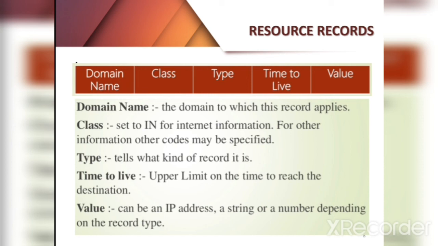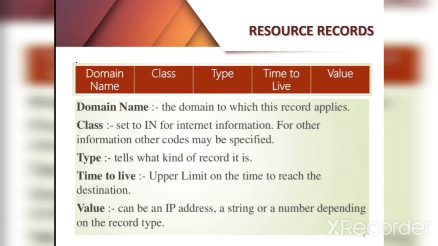For example, if it is internet information, under the category class, it is represented as IN. If it is non-internet information, some other abbreviations will be used for class. Next is type. Type tells about the kind of record. For example, SOA represents start of authority. NS represents name server. If the type is A, it represents a 32-bit IP address.